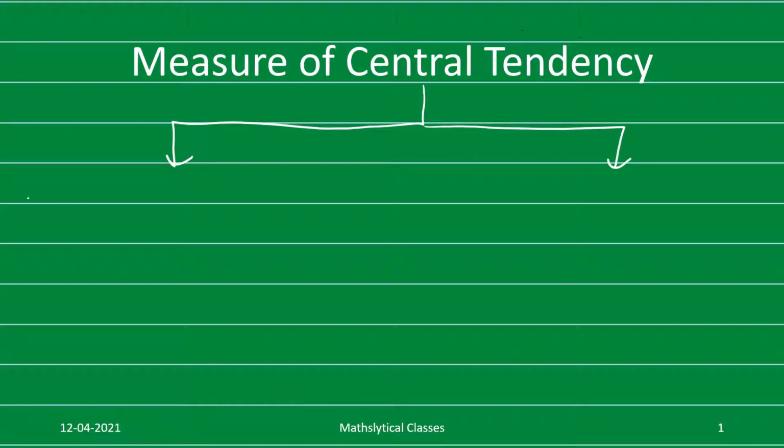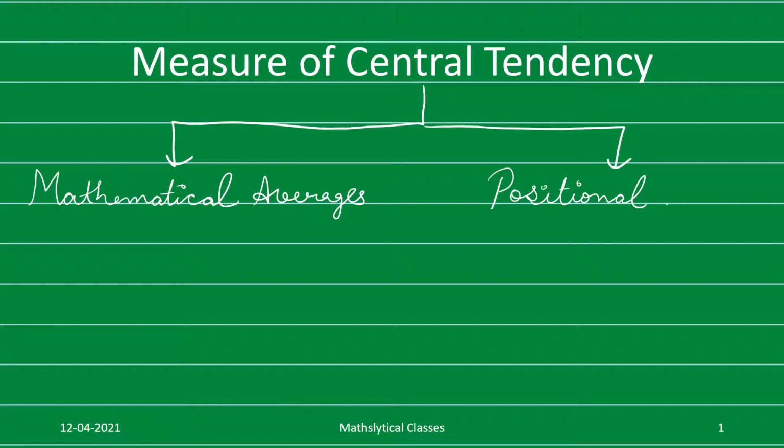The first is the mathematical averages. Measures of central tendency are just the averages. So we have two categories of these averages. Firstly is the mathematical average, and the second one is the positional average.